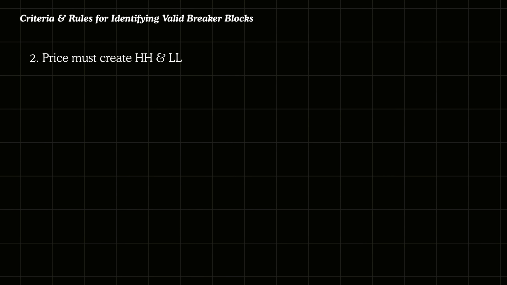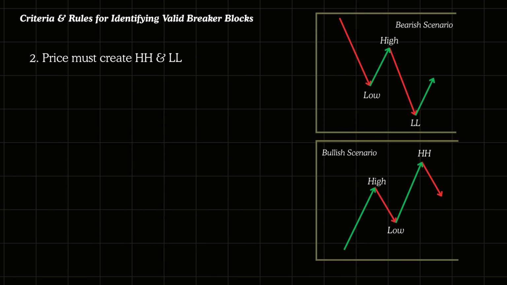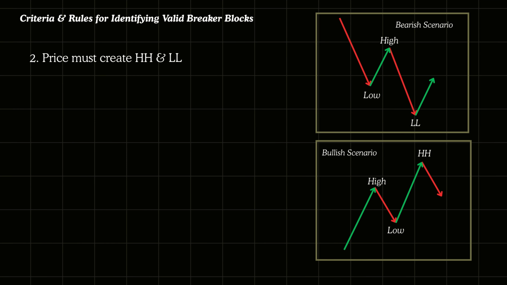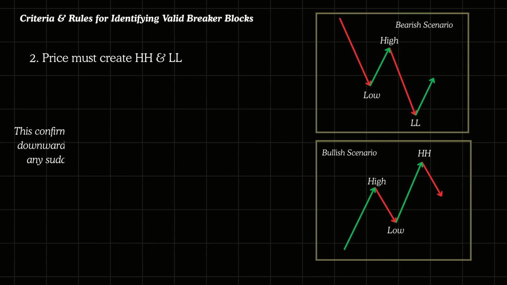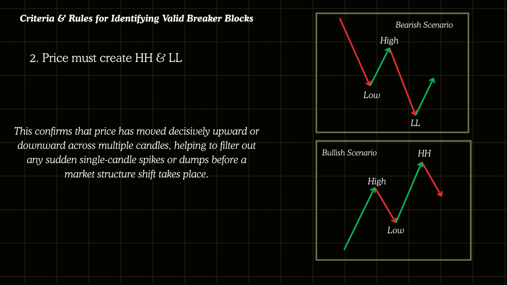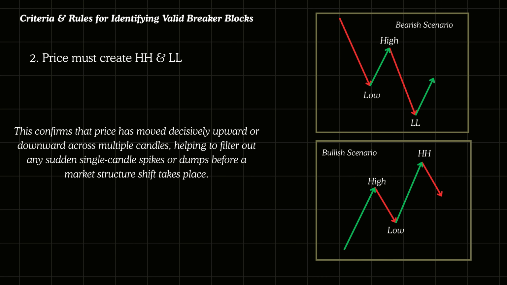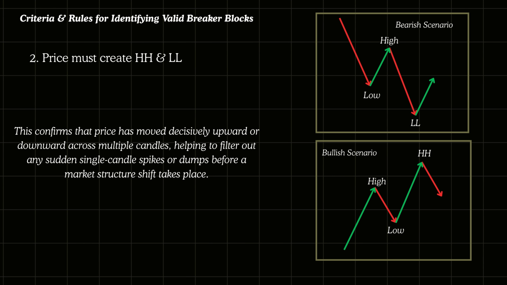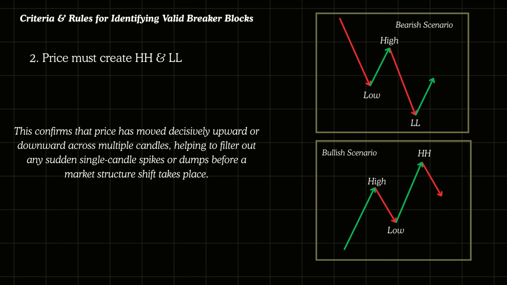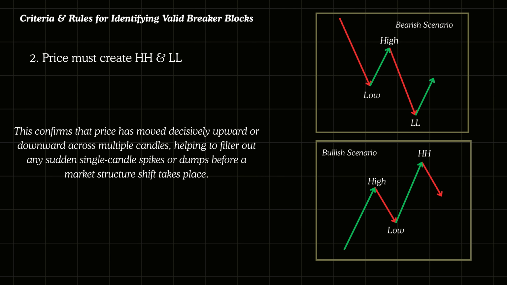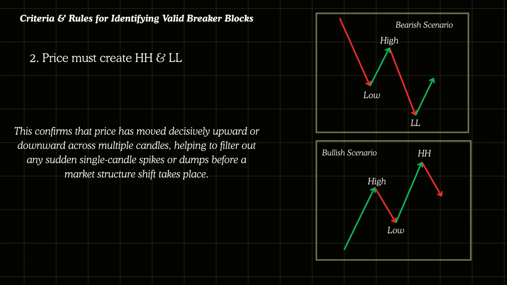The second rule states that in a bullish setup, price must make a strong move that results in a higher high, while in a bearish setup, it should produce a lower low. This confirms that price has moved decisively upward or downward across multiple candles, helping to filter out any sudden single candle spikes or dumps before a market structure shift takes place.